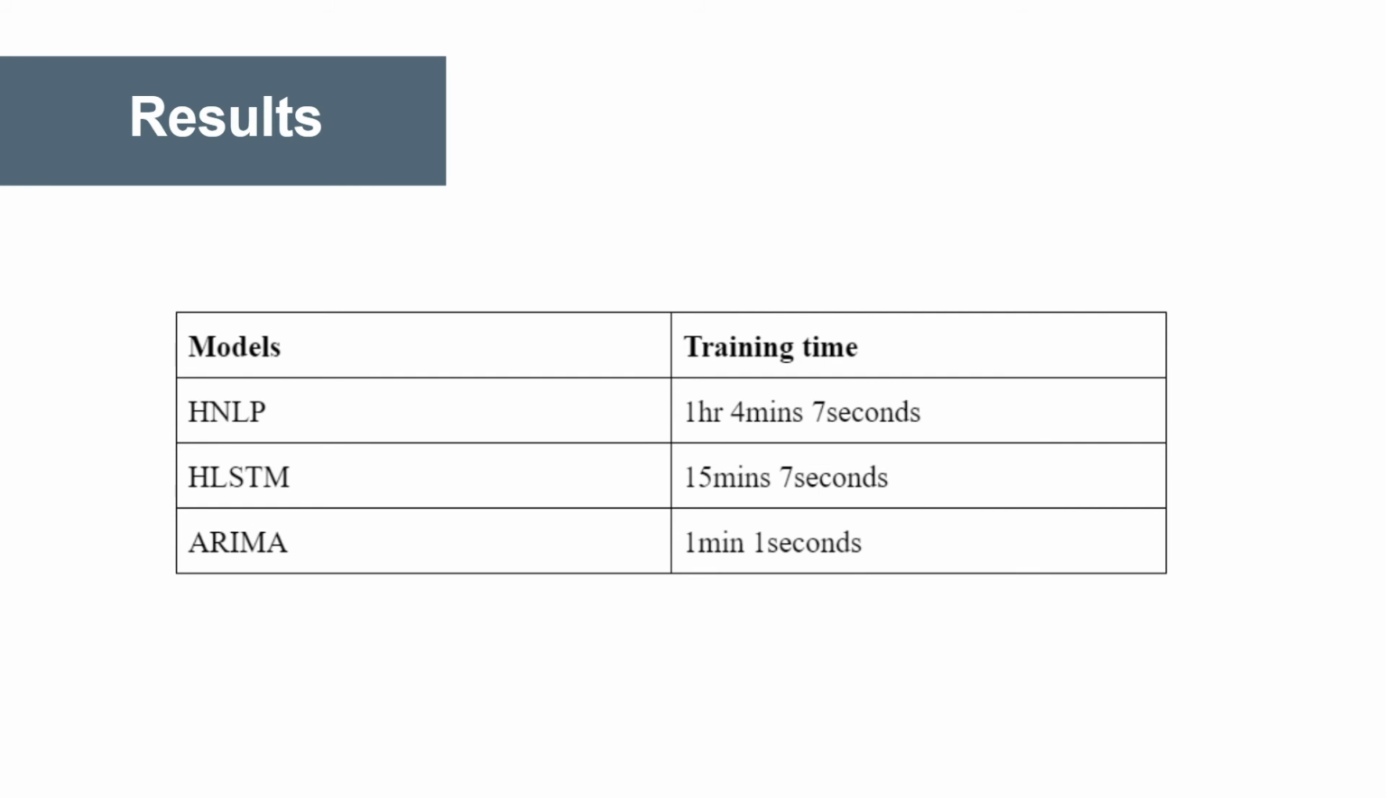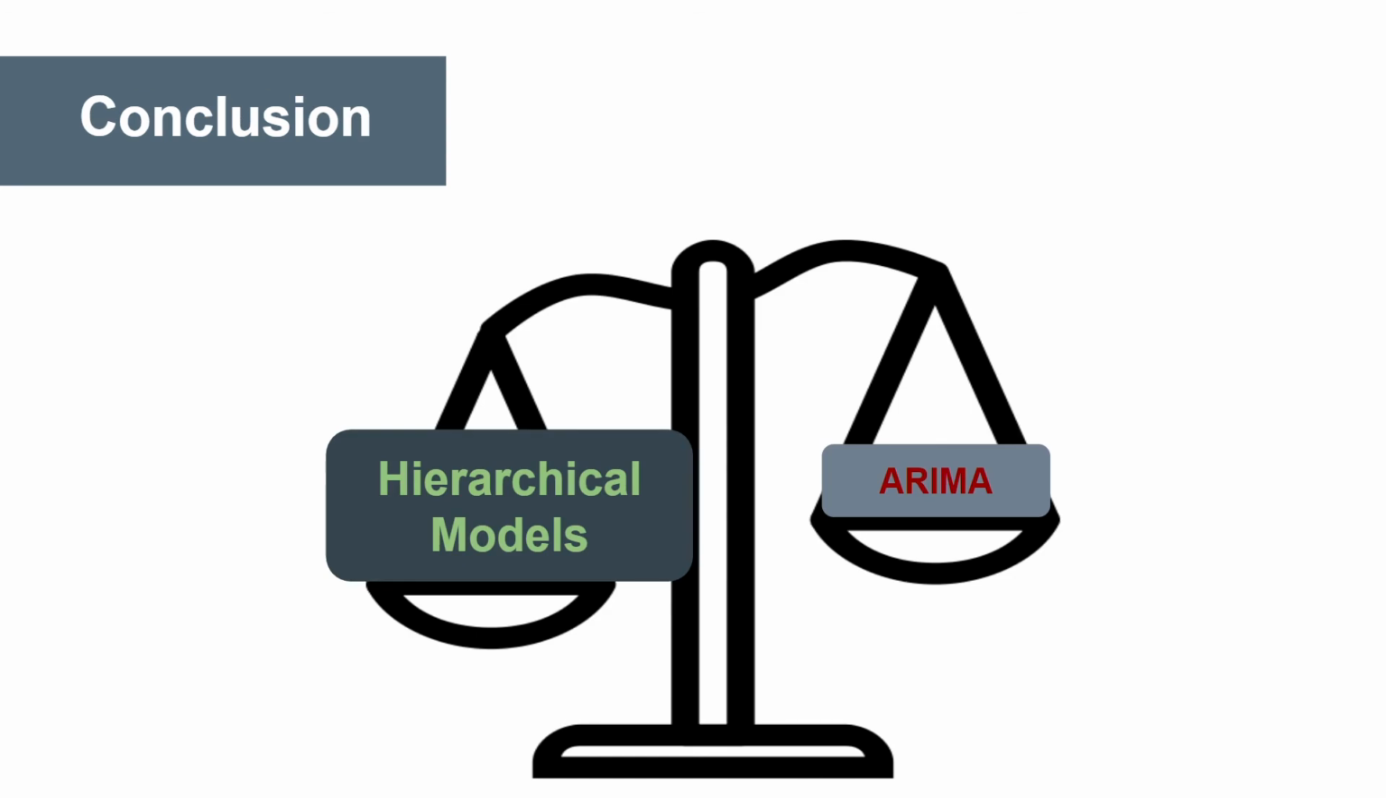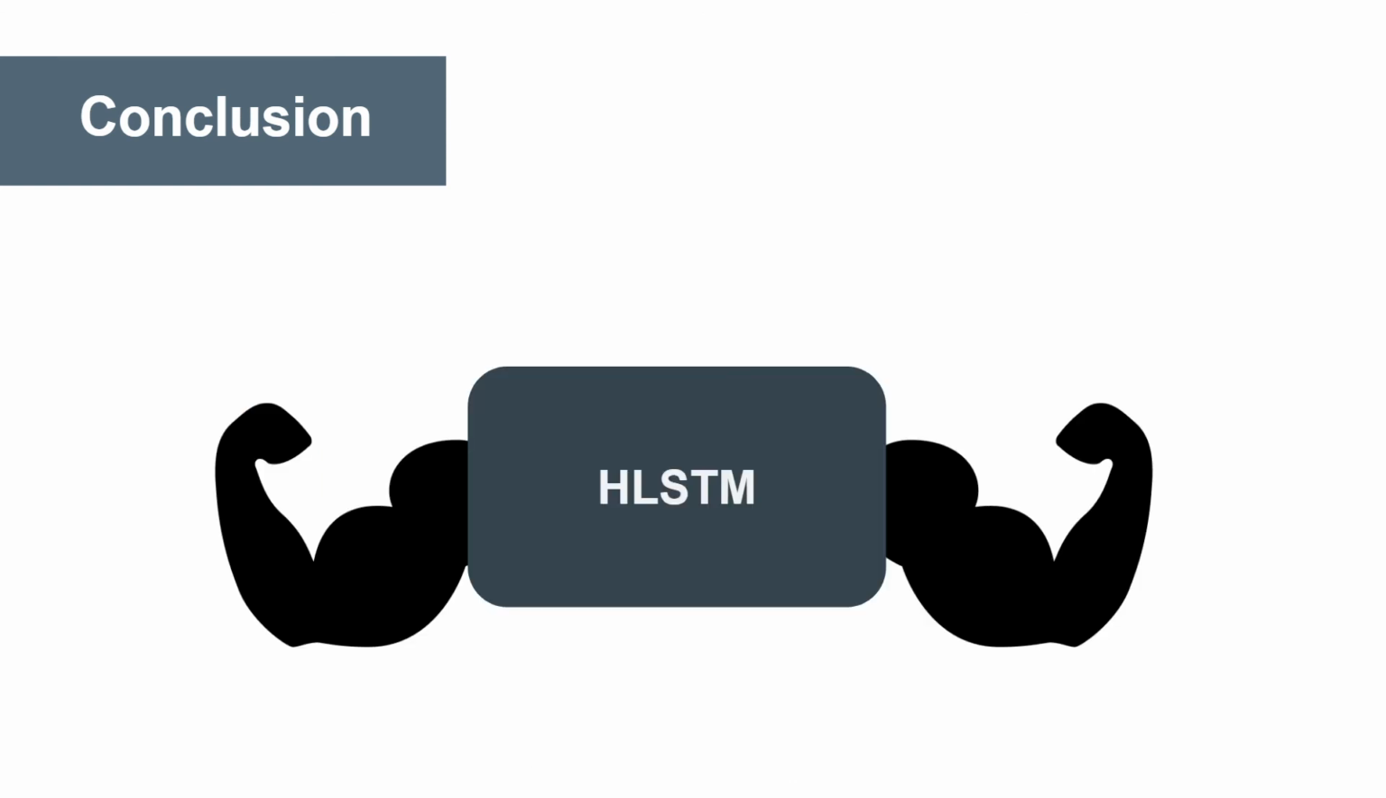than an hour. However, it should be noted that the training time for one epoch is roughly the same for both HNLP and HLSTM. The difference in training time arises because the HNLP model was placed through more epochs for training. To conclude, the research found that hierarchical models were far better than ARIMA model in terms of performance. In fact, the HLSTM was the best model among them all.